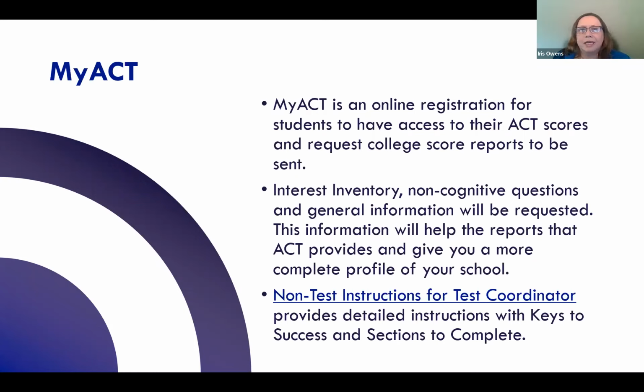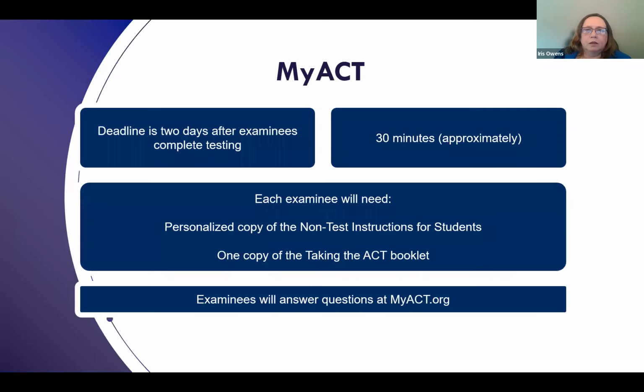The US DOE has requested that we have some kind of confirmation that the parents are aware and they approve. Because it's a third party, it's not ACT only that will be receiving that information. The deadline for that information is 2 days after testing, approximately 30 minutes to complete. They will need the personalized copy of the non-test instructions and a copy of the Taking the ACT booklet, and they will answer those questions in ACT.org.